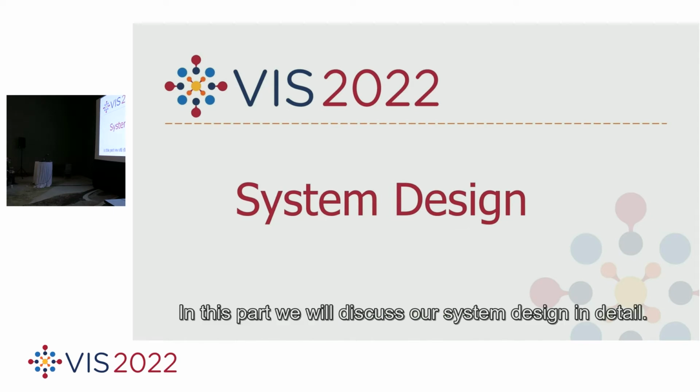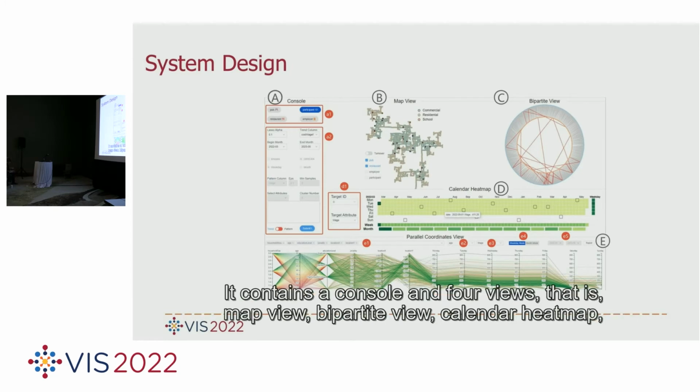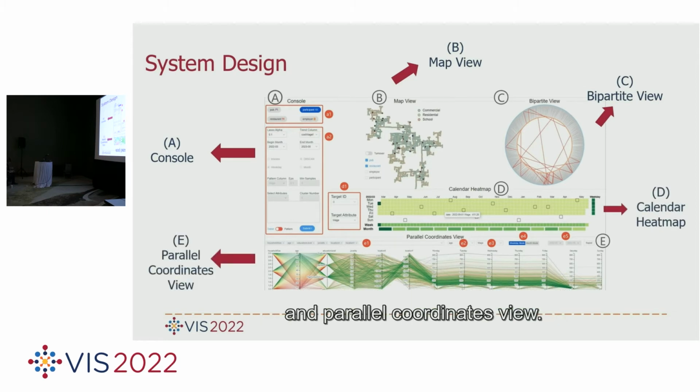In this part, we will discuss our system design in detail. Our system is built with Vue.js, D3.js, and Python. It contains a console and 4 views, that is, map view, bipartite view, calendar heatmap, and parallel coordinates view.